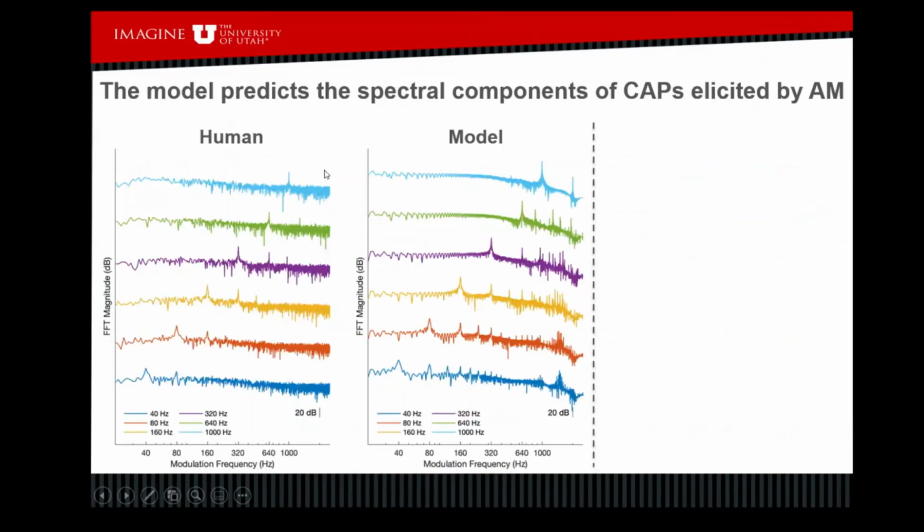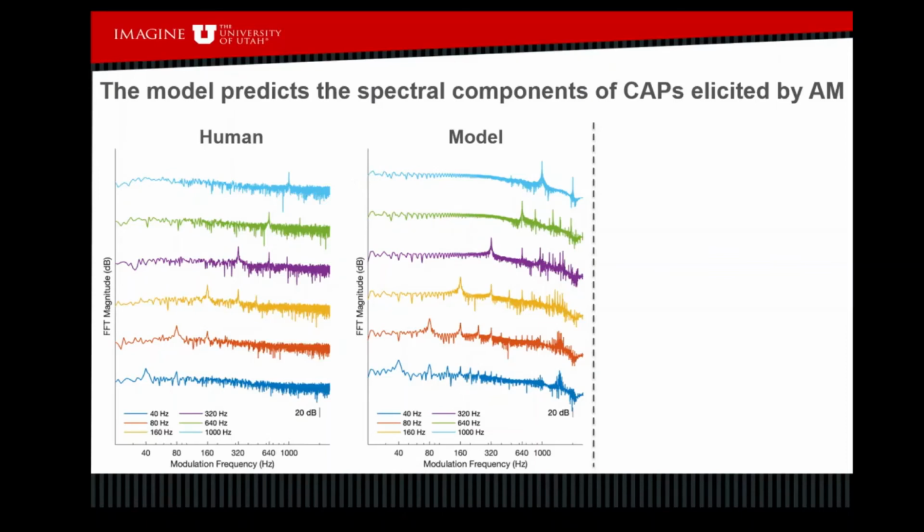To further assess the model predictions with regard to the AM stimulus, we compare the spectra of the measured and the predicted CAPs. We know that the human data is characterized by a spectral component that occurs at the modulation frequency, as well as harmonics of that component. We see that the model predicts these components as well as additional components that are not observed in the human data due to noise.